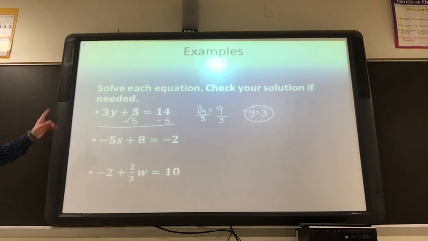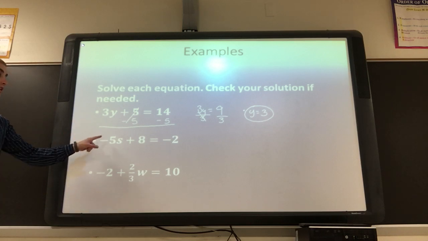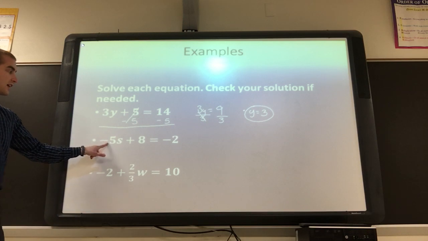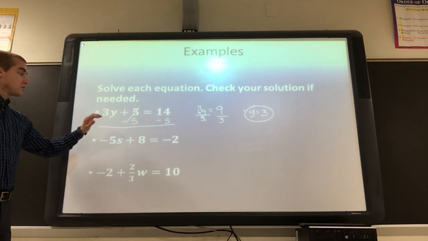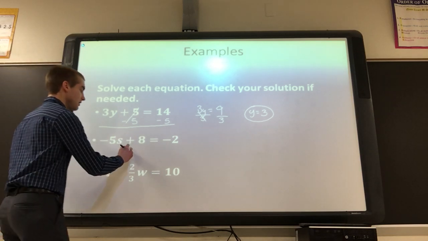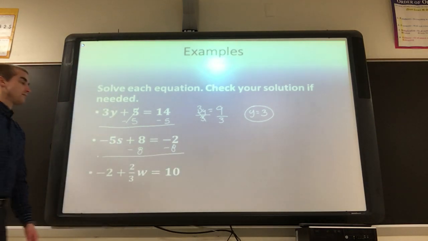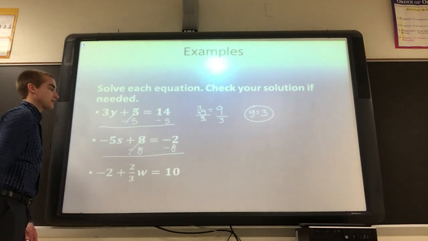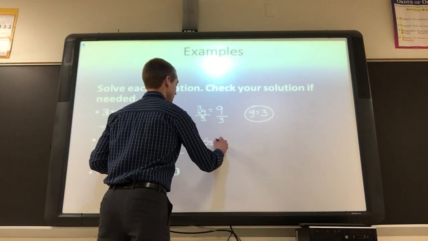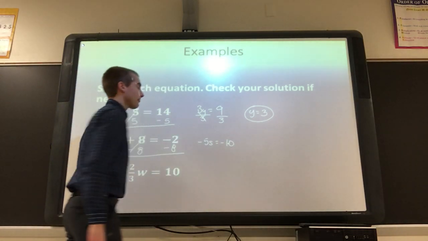Okay, for the second one, I want you to not pay attention to that -5s. You're going to think, okay, -5, I need to add 5 to both sides, right? But this -5 is attached to the s. So wait and add or subtract first. We're going to subtract 8 here because 8 is the number that is by itself. It's the constant. 8 minus 8 is 0. That's going to cancel out. We have -5s left over, equals -2 and -8 is going to get us -10.